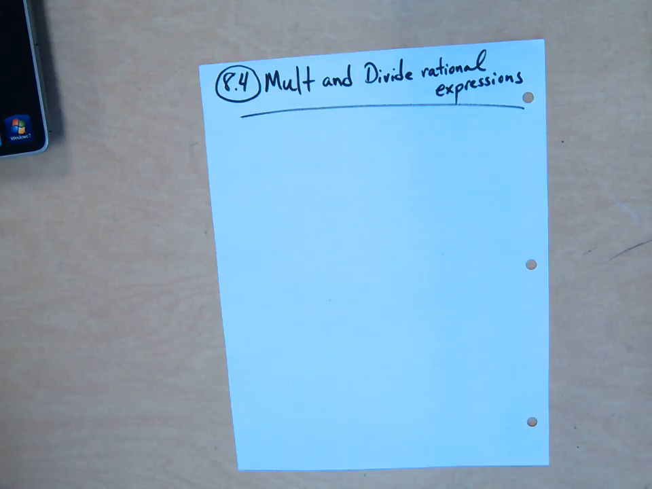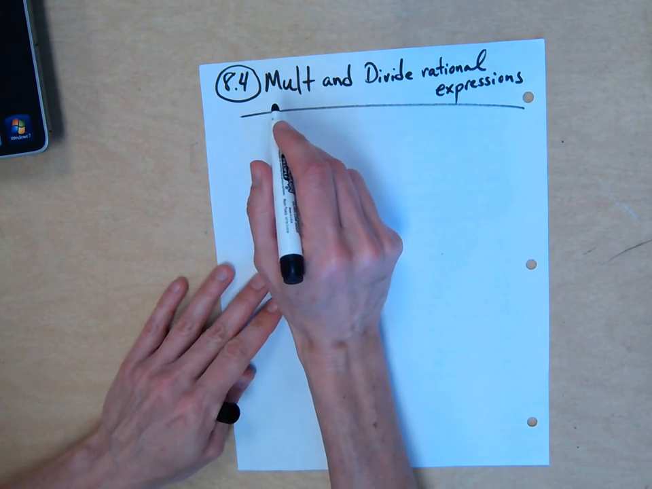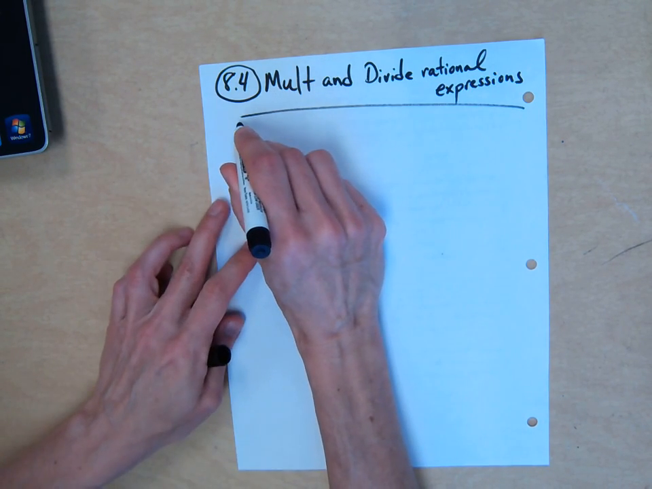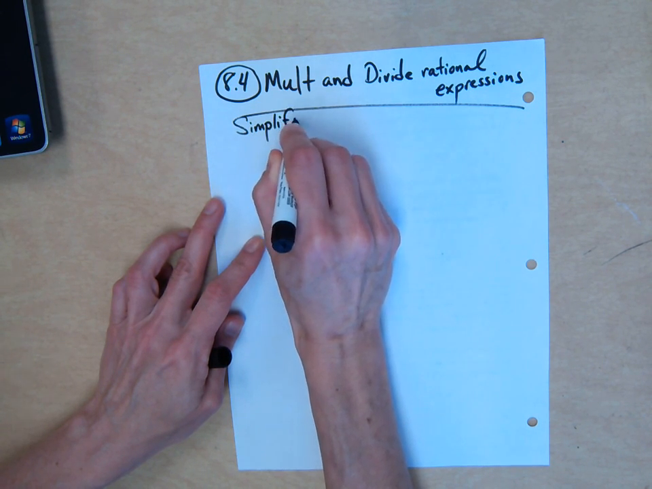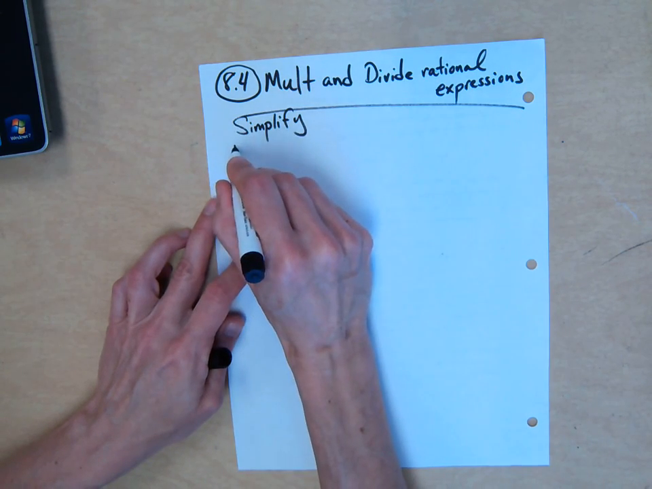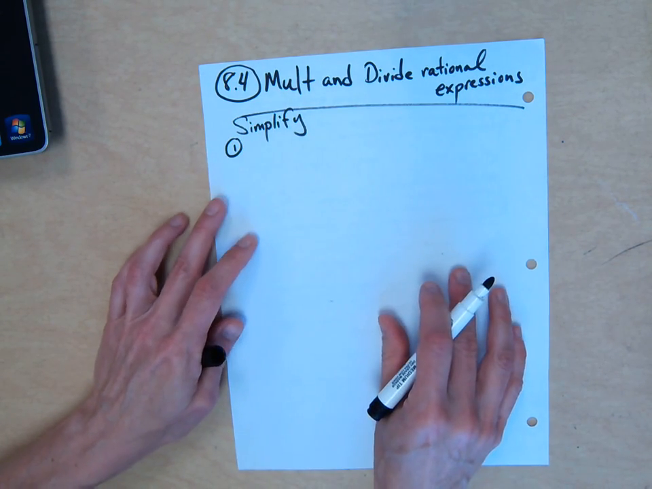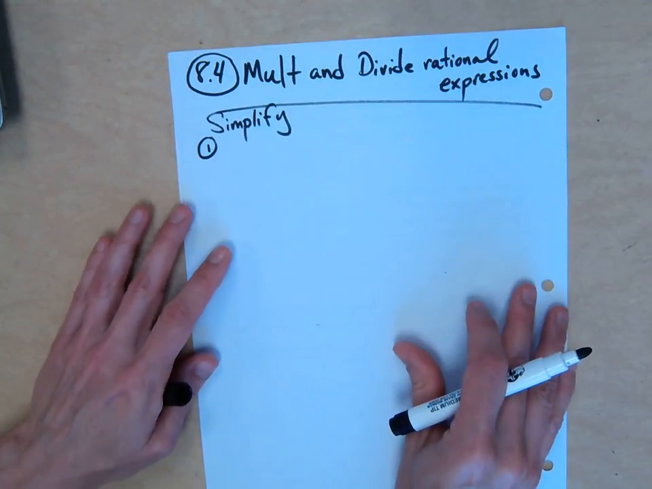4, multiplying and dividing rational expressions. We will do a few examples here, and the directions will say something like simplify, or they might say multiply or divide, but that's about it. And these are just expressions. You're not solving anything at all. You're just taking something and rewriting it to make it look easier, hopefully.